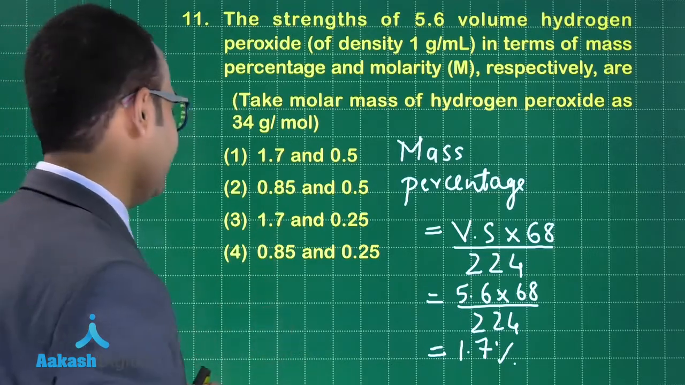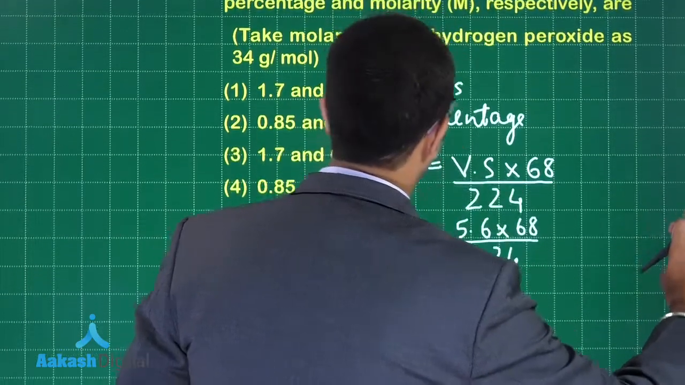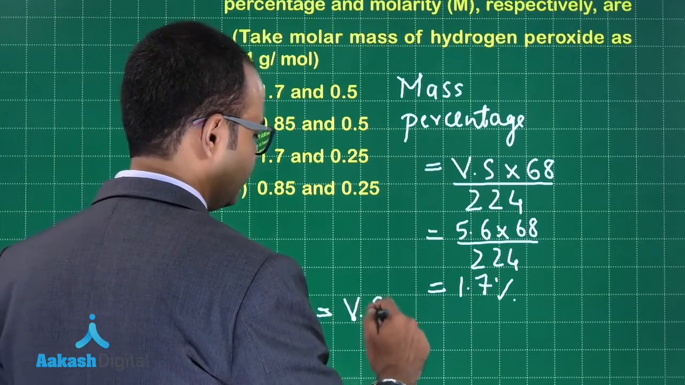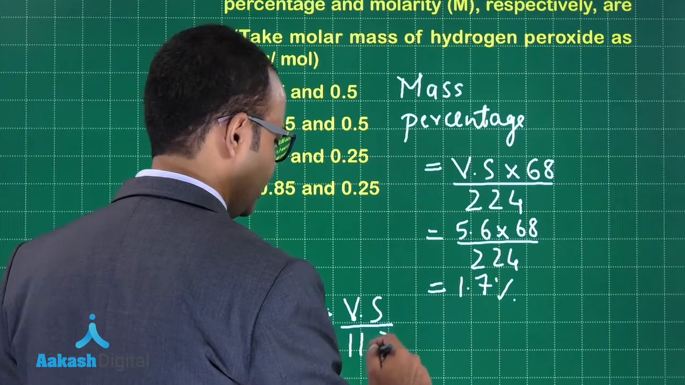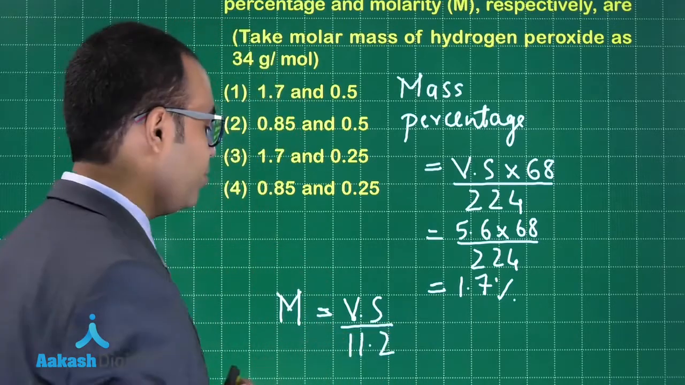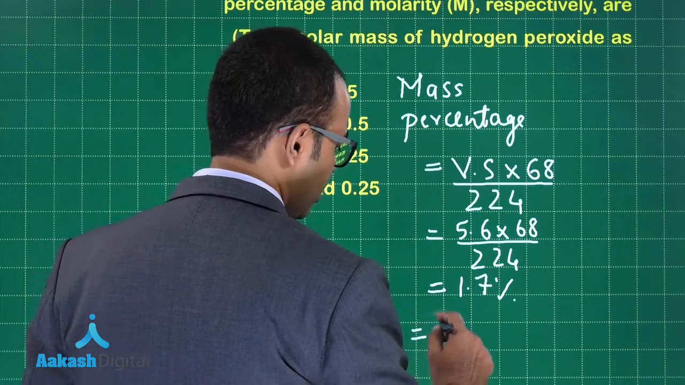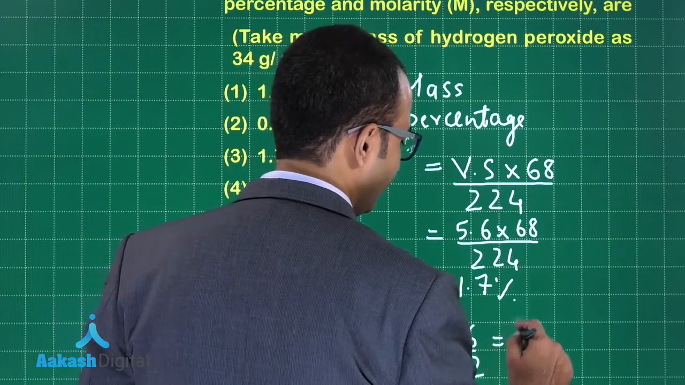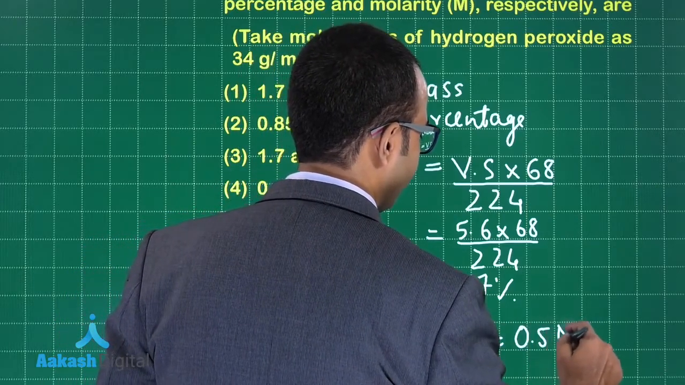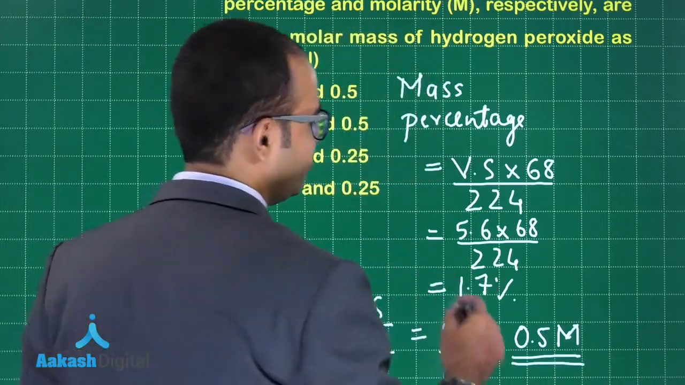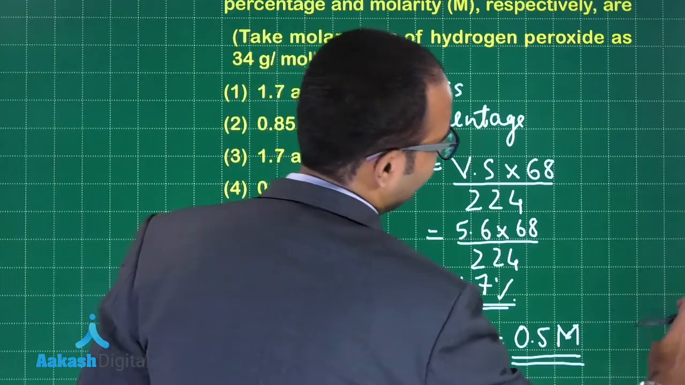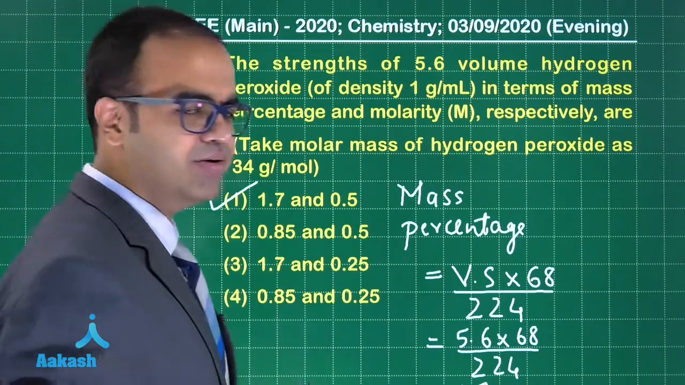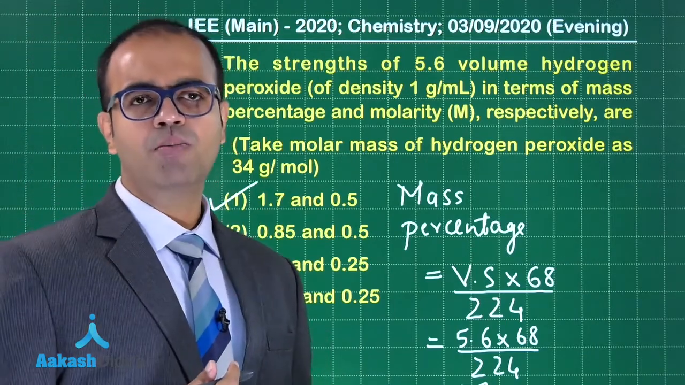If I talk about the molarity, there is another formula for molarity. And what is the formula for molarity? Molarity is volume strength divided by 11.2. So what is the volume strength over here? Volume strength is 5.6 divided by 11.2. So the answer is 0.5 molar. So molarity is 0.5 molar and mass percentage is 1.7. So the answer over here is option 1. A very easy question, guys. Just substitute in the formulas and you can get the answer.